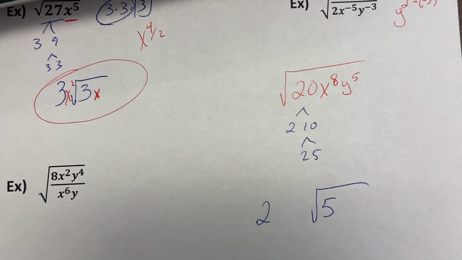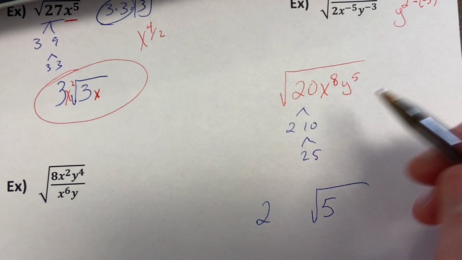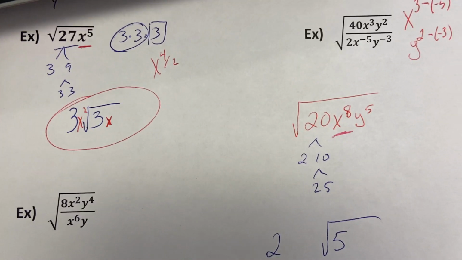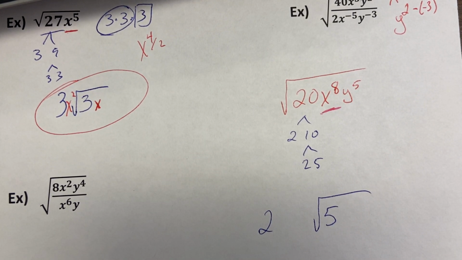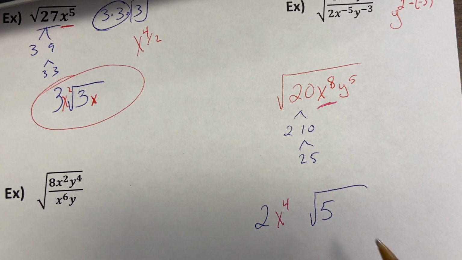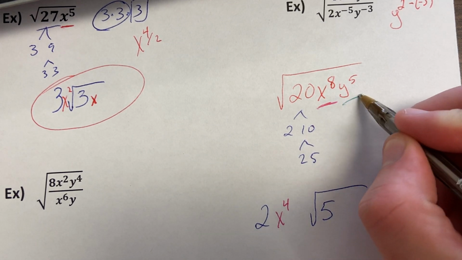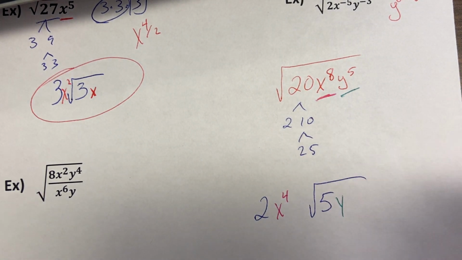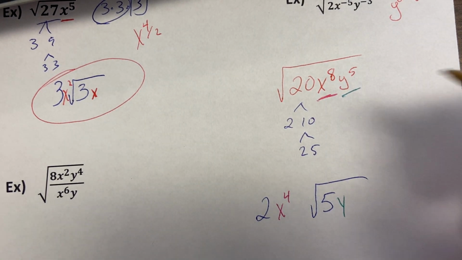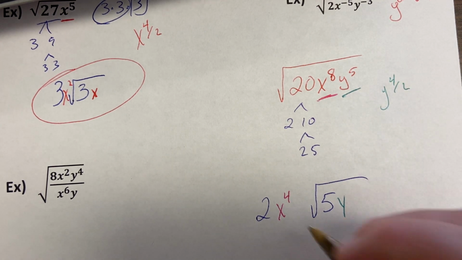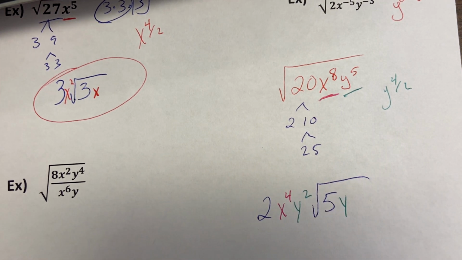Moving on to a variable. I have x to the 8th. 8 is an even number, so all I'm going to do is divide by 2. 8 divided by 2 is 4. Remember, it's an even number, so nothing's going to hang out in the house. And now I'm left with y to the 5th. 5 is an odd number, so one of them is going to stay inside of the house. That's going to leave you with y to the 4th. 4 over 2 tells you have 2 pairs.